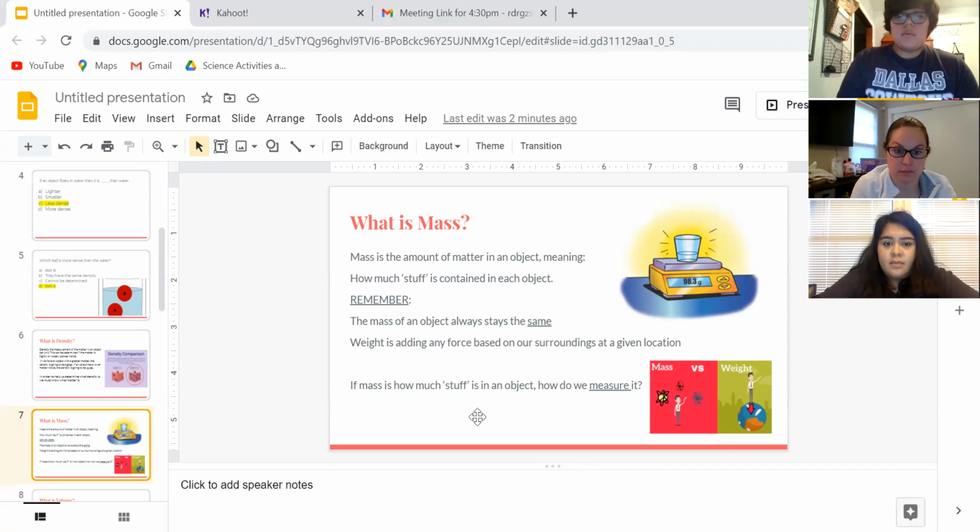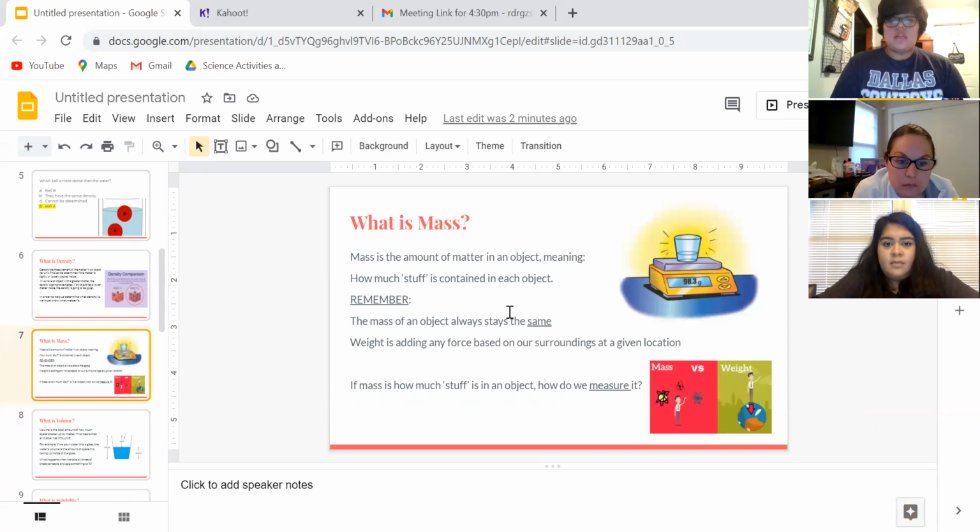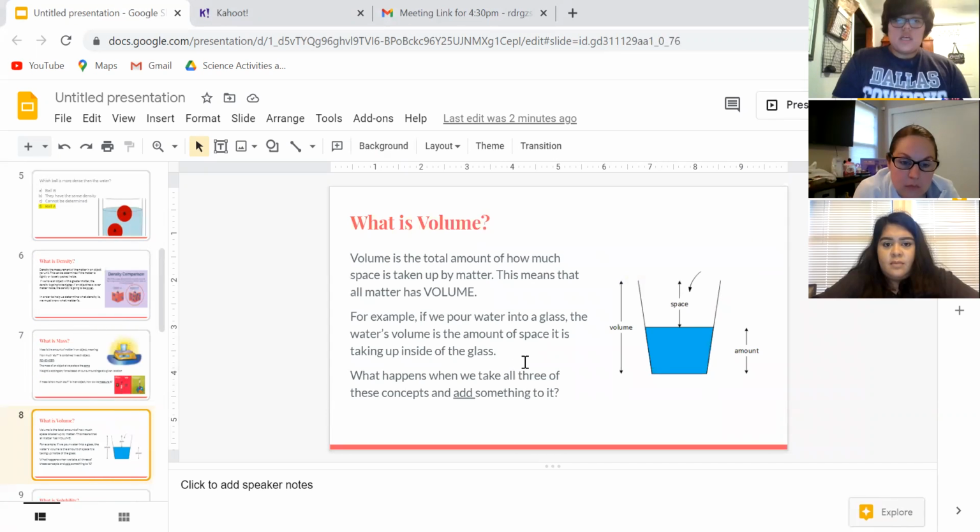So if mass is how much stuff is inside of an object, how are we supposed to measure it? So next we have what is volume. Volume is the total amount of how much space is taken up by this matter. So if we go back right here, we can see that this is how much of something is inside of an object. And volume is telling us, okay, well, this something is taking up this amount.